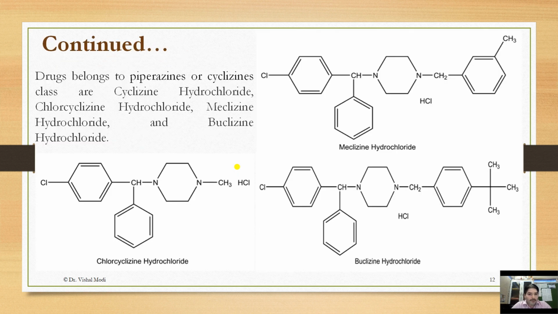Drugs belonging to the piperazine or cyclizine class are cyclizine hydrochloride, chlorcyclizine hydrochloride, meclizine hydrochloride, and buclizine hydrochloride. So, you have to remember these three structures in the cyclizine class. Okay.